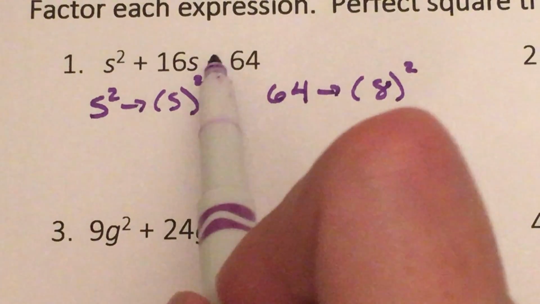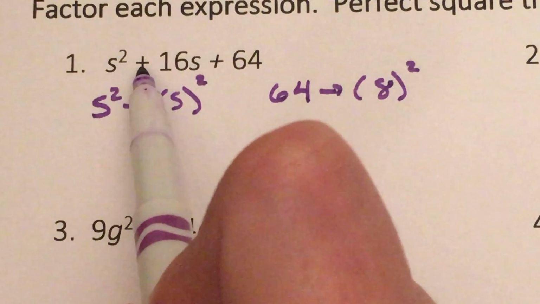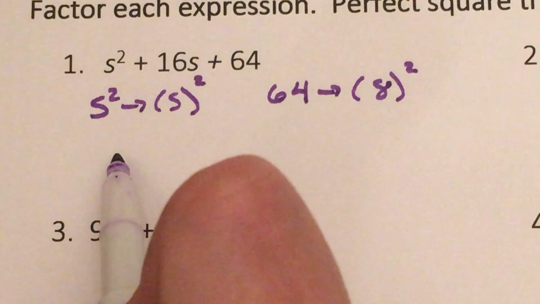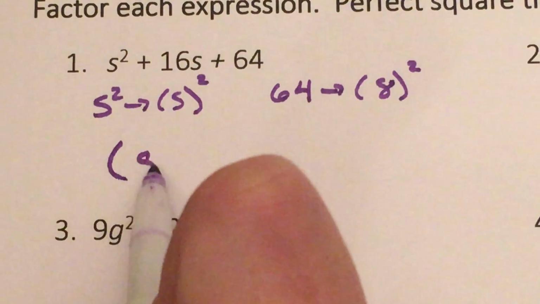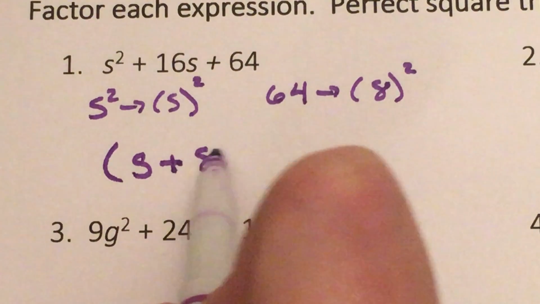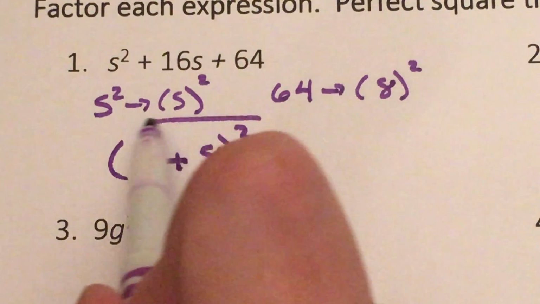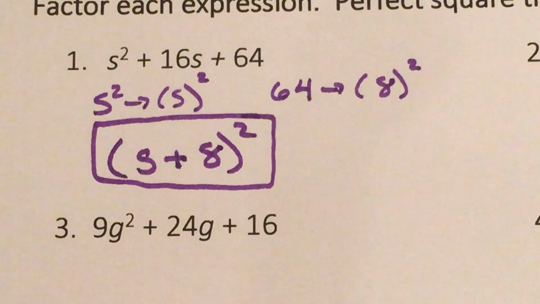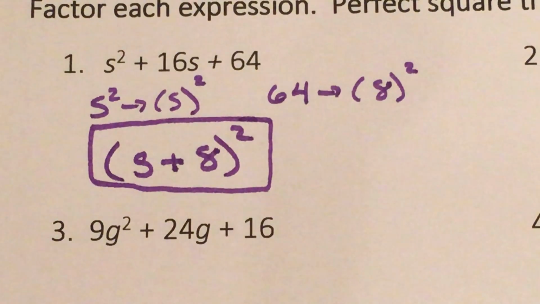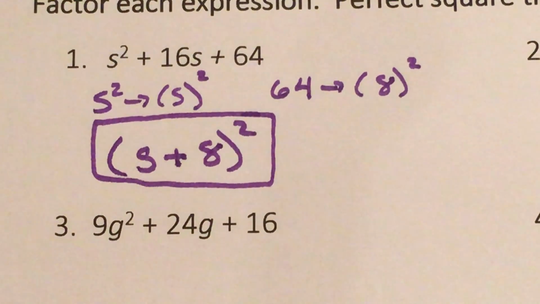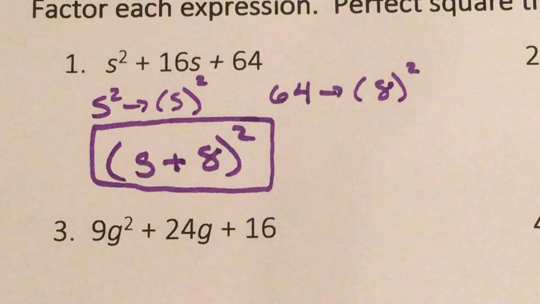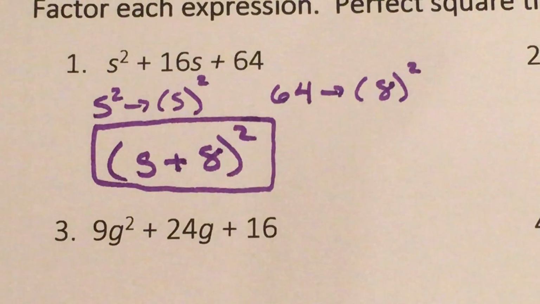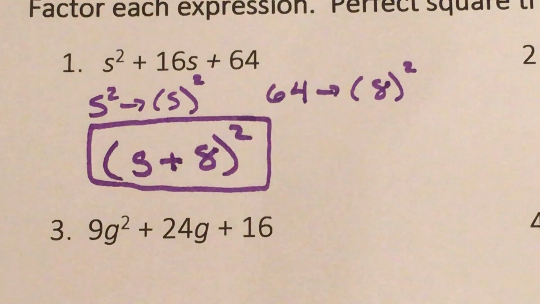So now we've got a plus sign right here in both of our locations. So that's what we're going to use in the middle of our binomial. S plus 8, that quantity squared. Done. Wasn't that great? I didn't have to do the X method or anything. I mean, the X method is totally going to work. It will work. You'll just do a lot more work and spend a lot more time on it than necessary to get to the exact same place.